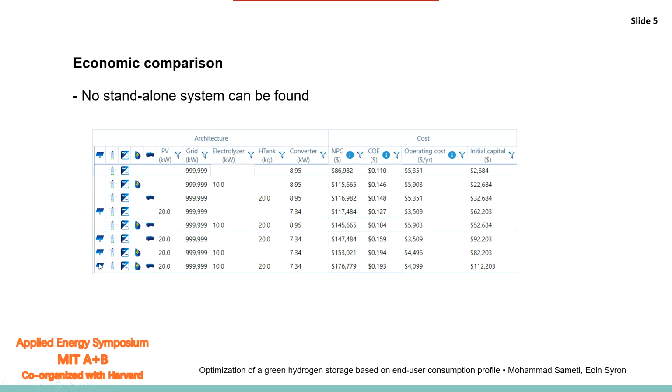So the lowest emission has all components, including the storage, electrolyzer, and also the grid and PV. And the net present cost of the system, and also the operating cost and the initial capital cost, as you see, all of them are higher than, for example, the first row or second row, but it gives us the lowest emission. The hydrogen tank storage, which is 20 kilograms, is the optimal size of the storage based on the cost and based on the given consumption profile of hydrogen.